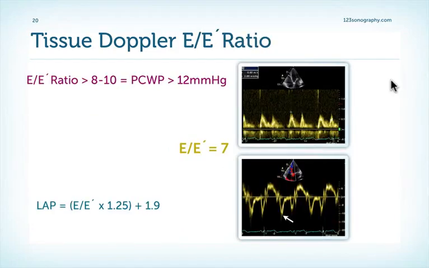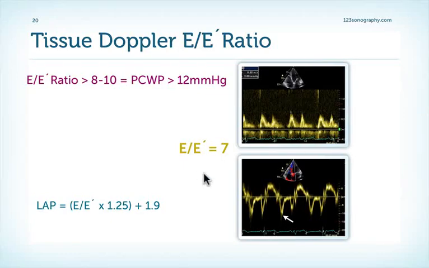Here's an example. We have an E wave which is taller than the A wave. Now, is this normal or a pseudo-normal pattern? To solve this, we perform tissue Doppler. First of all, we see that the E prime is above 10 and that the ratio is 7. In other words, we have normal left ventricular filling pressures. The normal values are below 8 to 10. And this means you have a normal and not a pseudo-normal pattern.